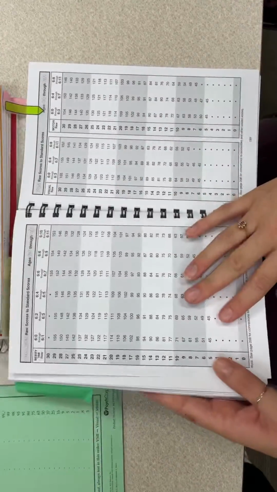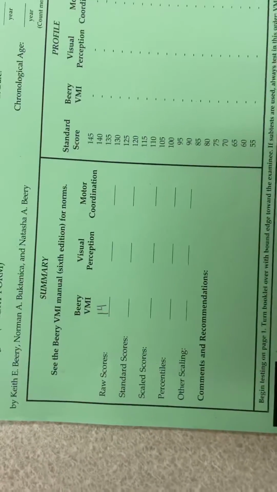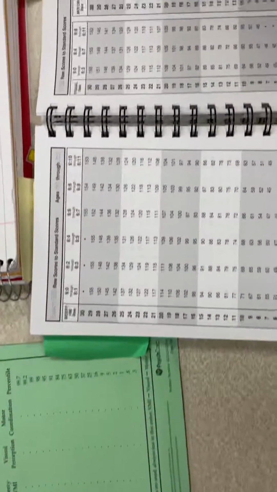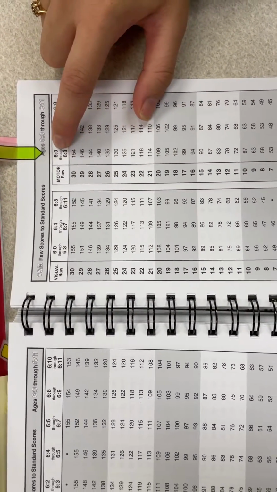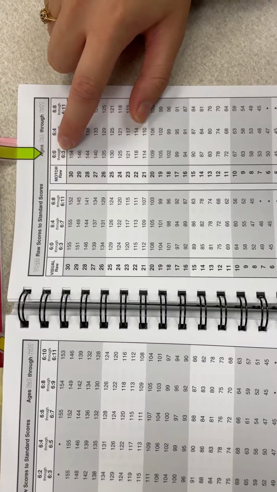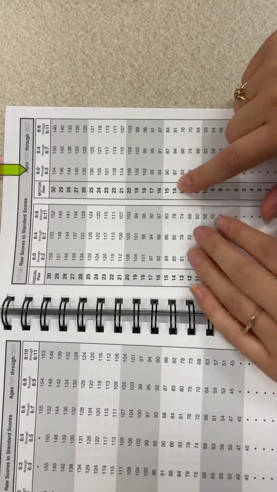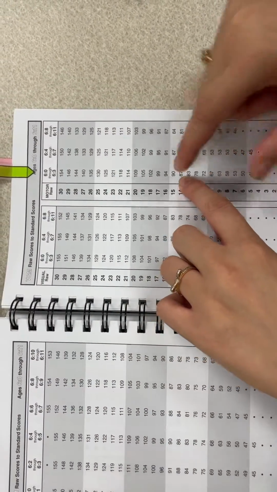Then to calculate the standard score, we would look at Jane's age, which is 6 years and 3 months. So we find that here, 6 years through 6 years and 3 months. And then we can go down to her raw score, which was 14, and find that her standard score for her age group is 87. So we could put that here.